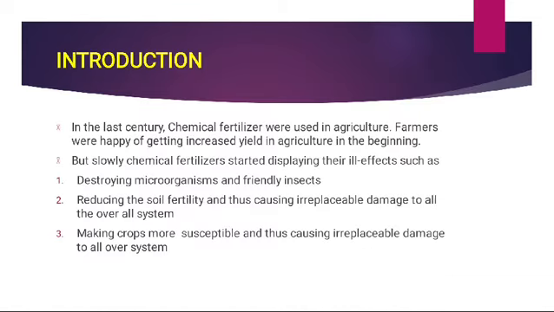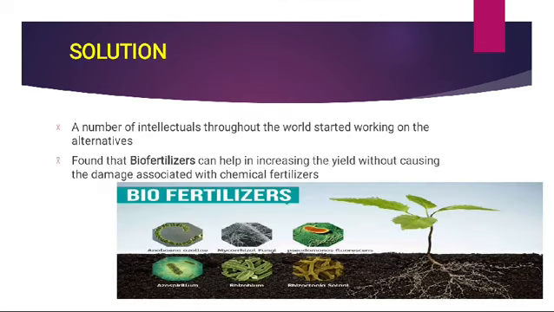Today we are going to see about biofertilizer. Introduction. In the last century, chemical fertilizers were used in agriculture. Farmers were very happy with the increased yield in the beginning, but slowly chemical fertilizers started displaying their ill effects, such as destroying microorganisms and friendly insects, reducing the soil fertility, and thus causing irreplaceable damage to the whole system. What is the solution for this?